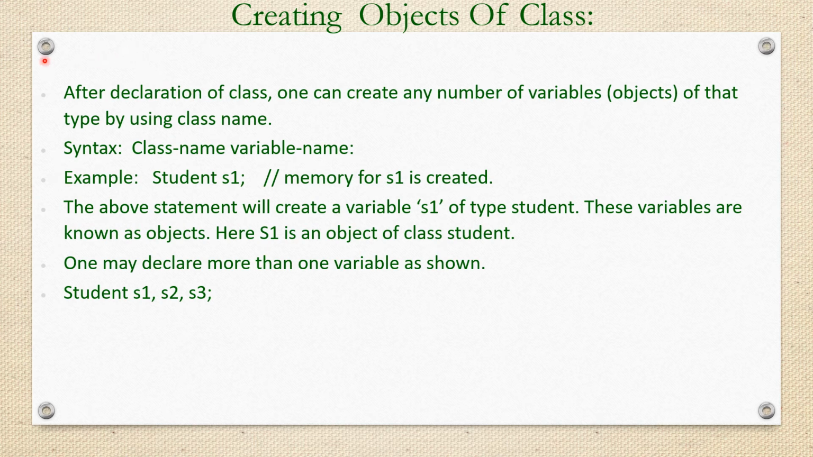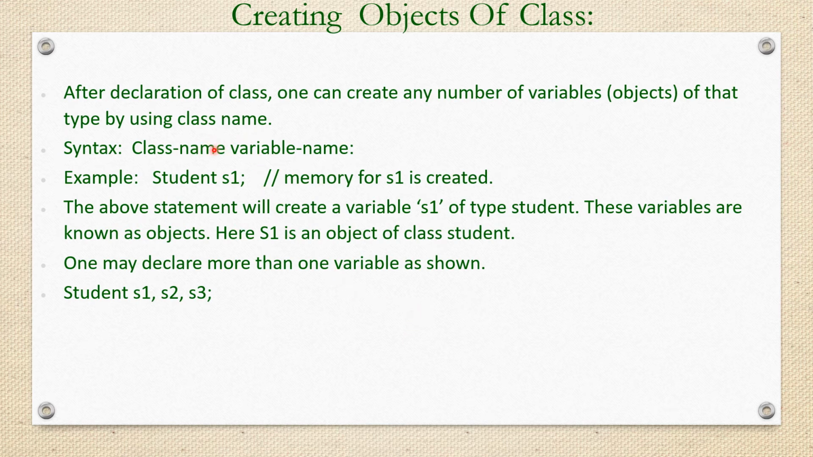Okay, so next, according to our concept map, we will see creating an object of a class. Now how will we create the object for a class? After completion of your class, in void main we will create the object of a class depending upon your problem statement. First the syntax: class name, variable name, semicolon. Example: student S1. So memory for S1 is created. What is the class name? Student. And what is the variable name? S1.